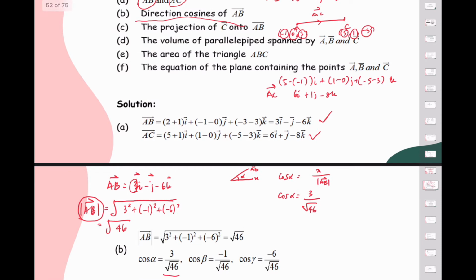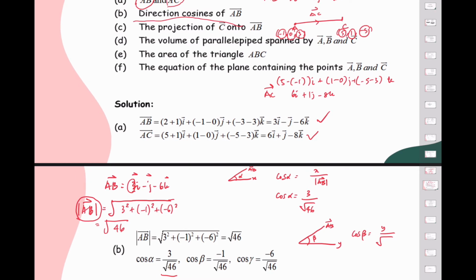Okay. And then you have cos beta, where beta is the angle between vector AB and y. Therefore, to find cos beta, the formula will be y over magnitude of AB. Okay, y over magnitude of AB. Okay, magnitude of AB is square root of 46 here. So your y is negative 1. Therefore, you have your cos beta is negative 1 over square root of 46.